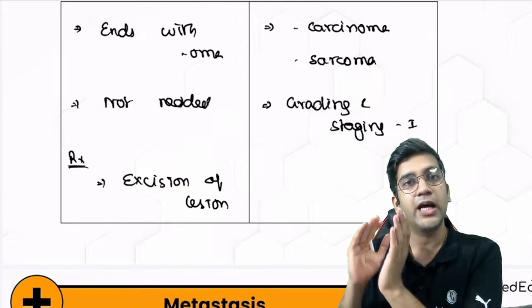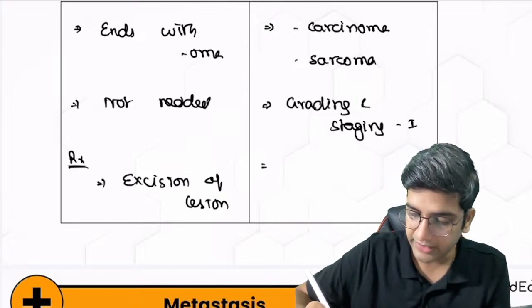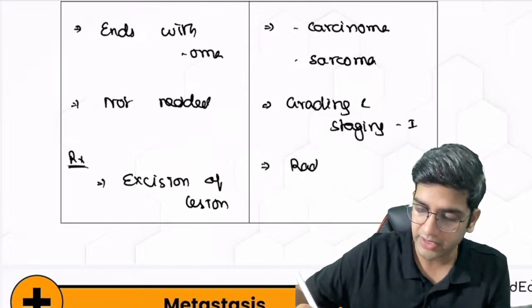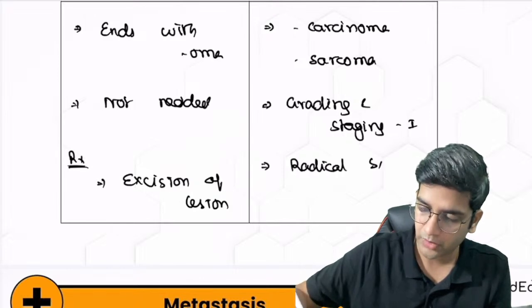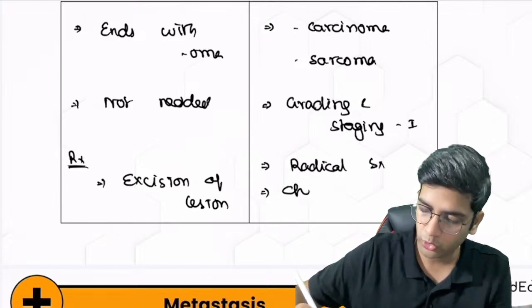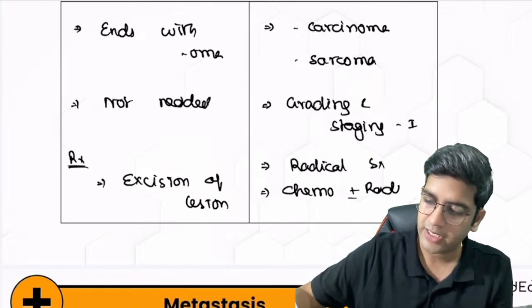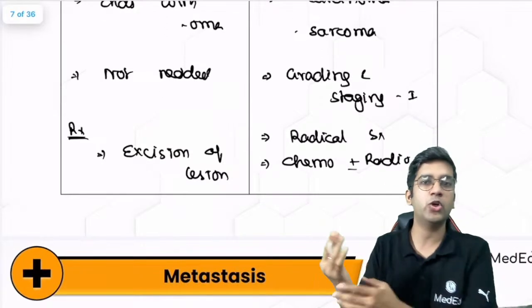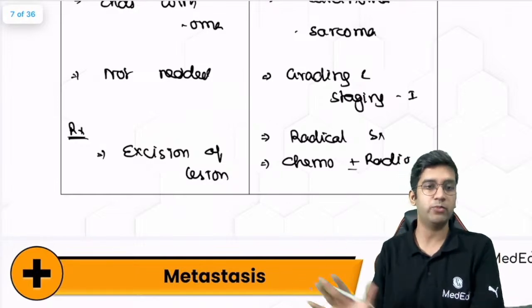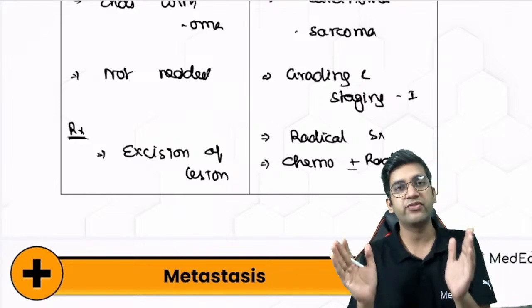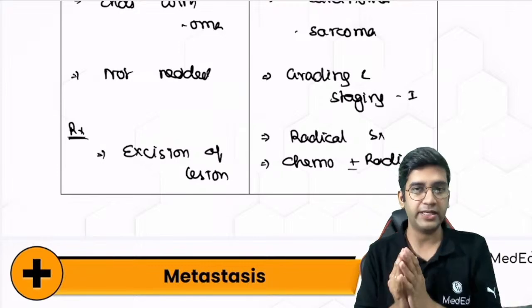On the other hand, a malignancy, you need almost always a radical surgery followed by either chemotherapy or radiotherapy, plus or minus. Chemo and radiotherapy is plus or minus depending on what tumor and what stage I'm talking about. So these are a few differences between a benign lesion and a malignant lesion.